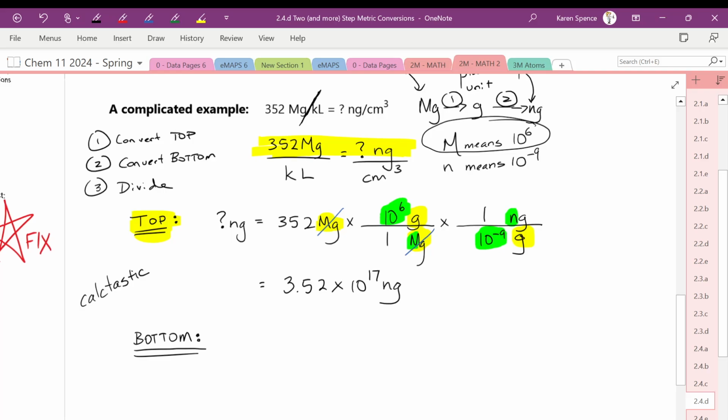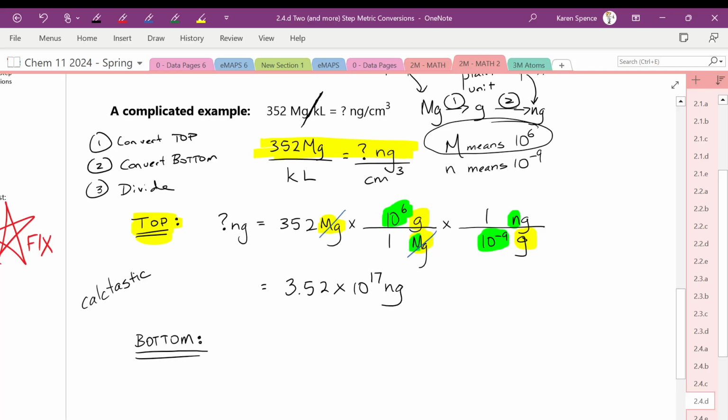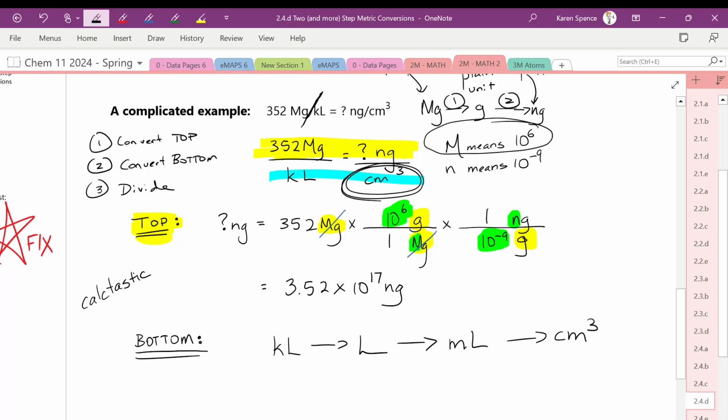Now, the bottom. I'm going to do the bottom really, really quickly. All right? So we're starting with kiloliters, and we want to finish with centimeters cubed. So the prefix unit has to convert into the plain unit before we can go to a prefix unit. Why did I choose milliliters? Because 1 milliliter equals 1 centimeter cubed. So if you need to go to centimeters cubed, you need to first get to milliliters.